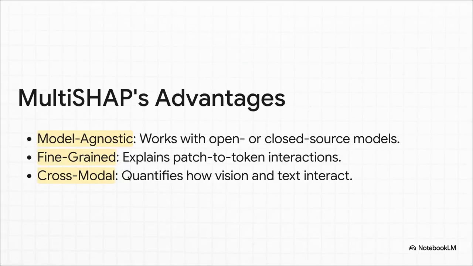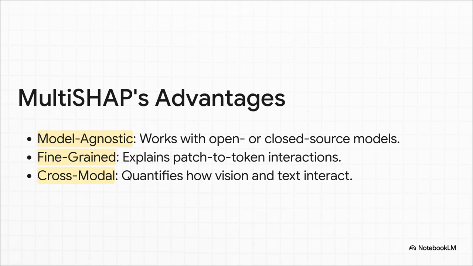So let's break down why this is such a game changer. First off, it's model agnostic. That's a fancy way of saying it doesn't care what kind of AI it's looking at. It doesn't need the secret recipe, the internal code. It can explain even closed-source black box models just by poking them with inputs and seeing what outputs they spit out. Second, it's fine-grained. This is so cool.